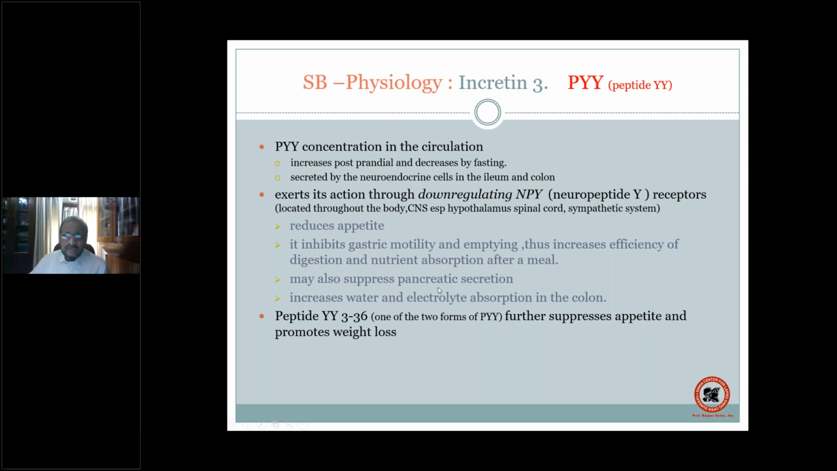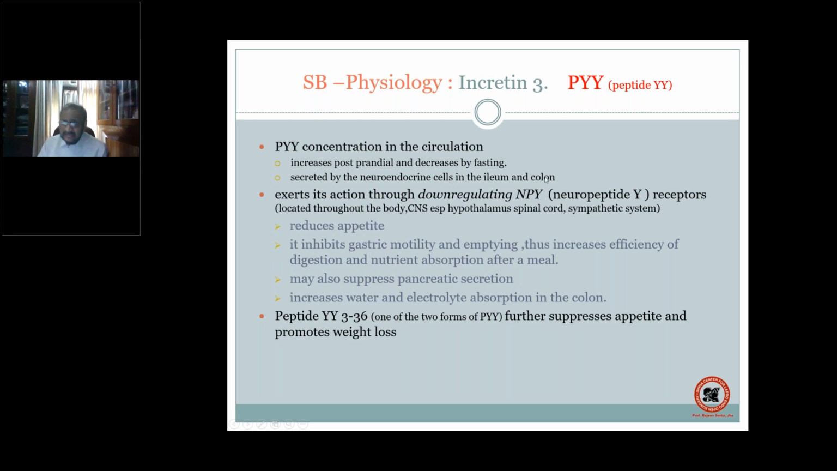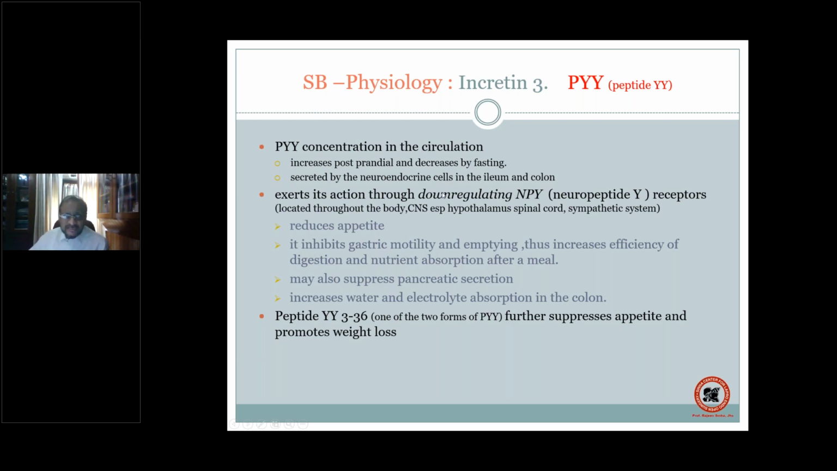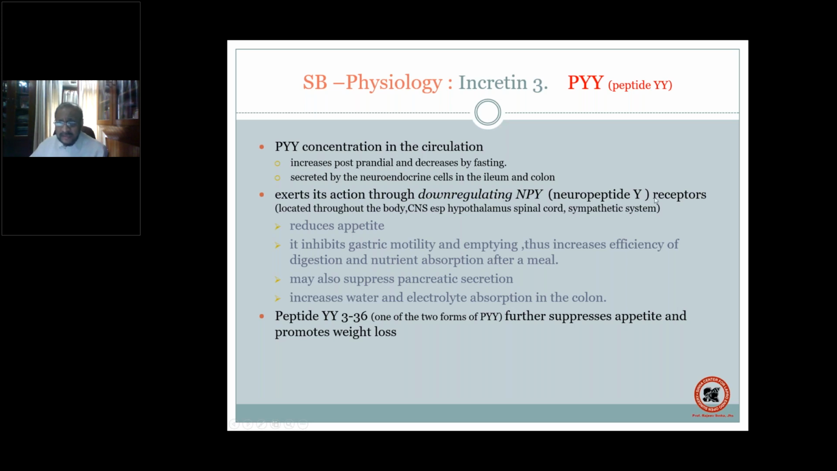So all these four peptides are stimulated when you have a diet. It increases postprandially and decreases with fasting, and is secreted by the endocrine cells in the ileum and colon. Just as I said, these are the L cells, and it exerts its action not directly but by down-regulating receptors known as neuropeptide Y receptors. And where are these receptors found? Located throughout the body, the CNS, especially the hypothalamus, the spinal cord, the sympathetic system.